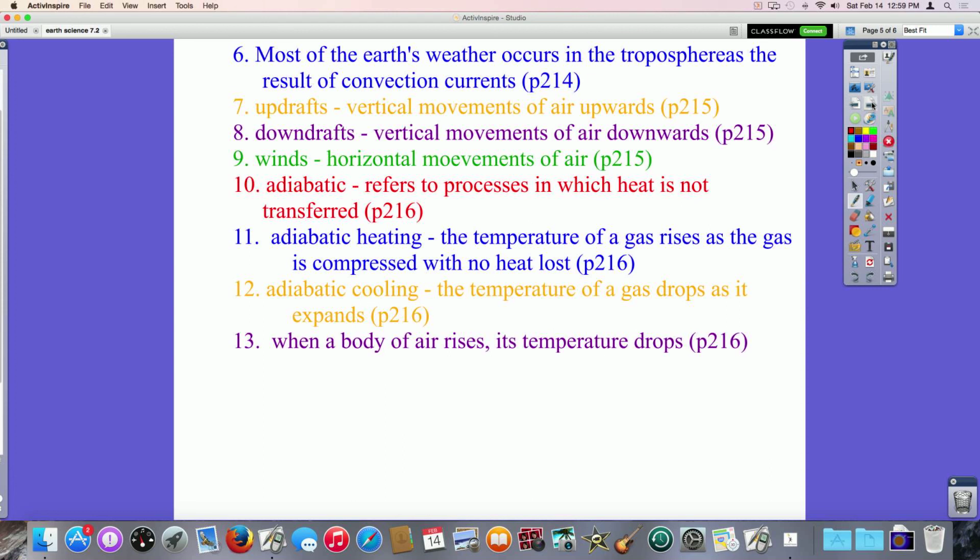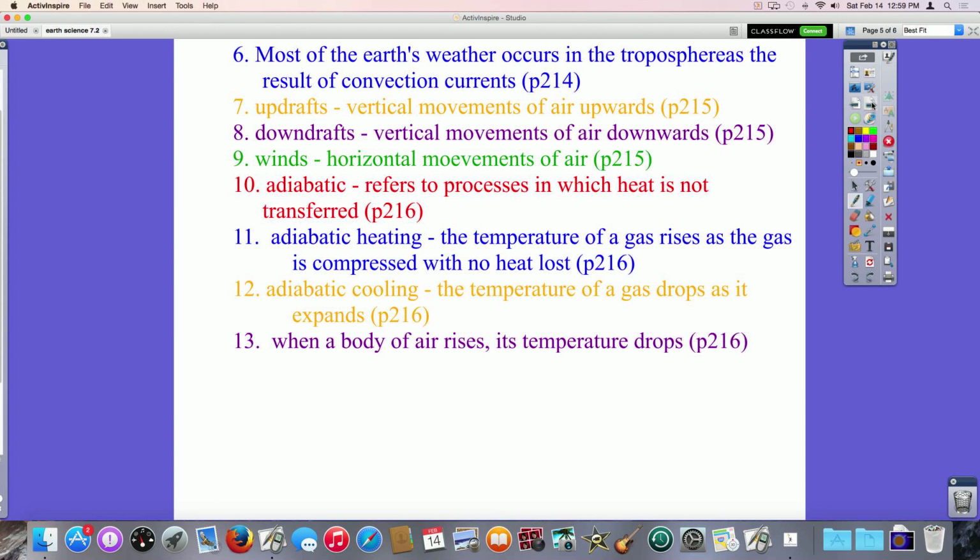Let's see. Most of the Earth's weather occurs in the troposphere, which we already noticed, and it's as the result of convection currents. We get updrafts and downdrafts. Both of these are vertical movements of air. The only difference is which way the air is going. Updrafts go up, downdrafts go down. I hope that will be easy to remember.